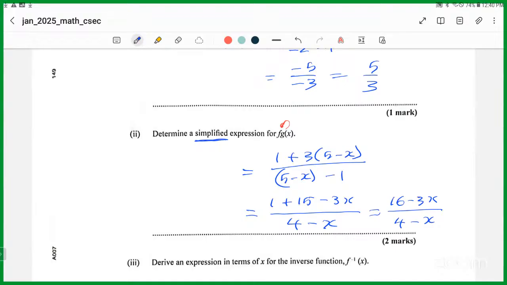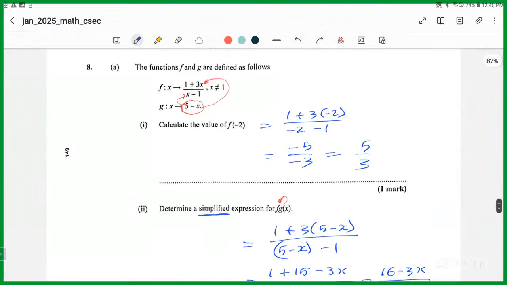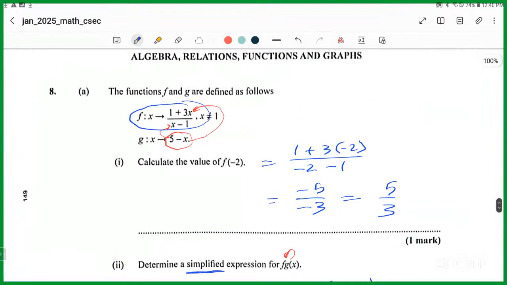Then going further. Next part says, derive an expression, in terms of x, for the inverse f to the minus 1 of f. f to the minus 1 of the f function. So we're doing the inverse of this rational function here. f equals, let's copy it down. f equals 1 plus 3x over x minus 1. Inversing this guy right here.